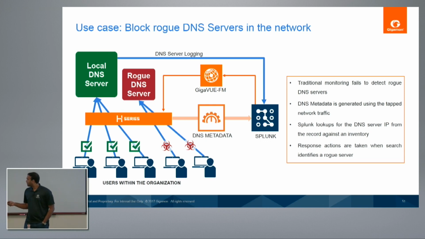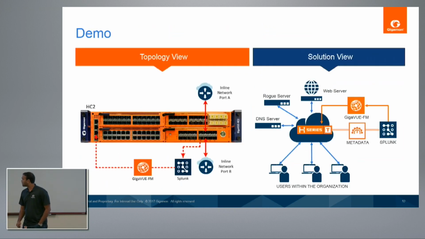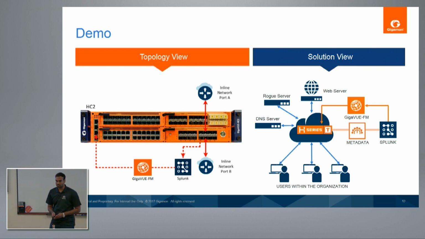So here, we're going to see we have an HC2, which is our Gigamon visibility node being managed by the GigaVUE fabric manager. I'm placing the HC2 inline in the network, so I have clients on one side and servers on the other side. And then we have IPFIX metadata being generated on our box and being exported to Splunk.